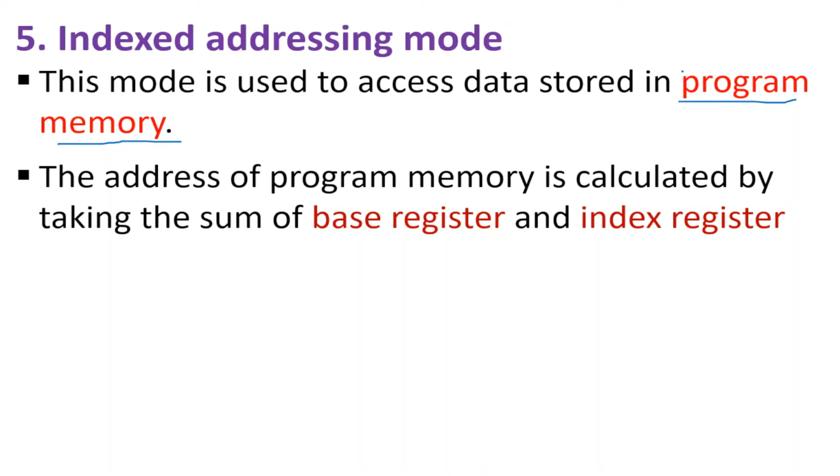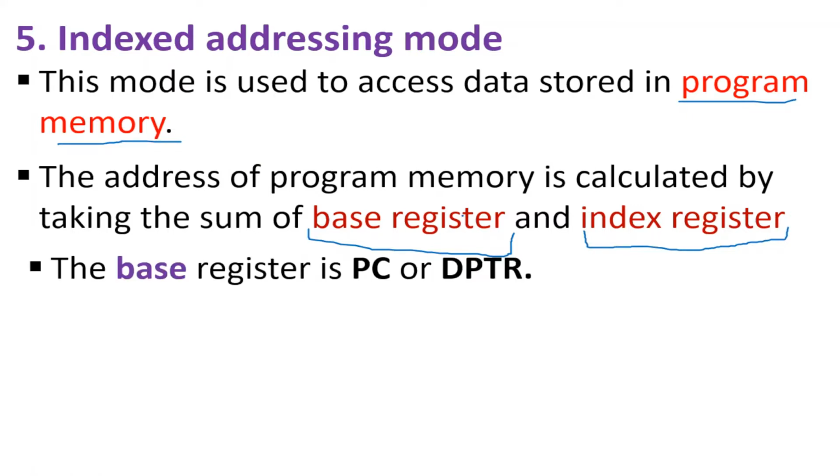Now what is the meaning of index? The address of program memory is calculated by taking the sum of two registers. The first one is a base register, which generally points to the starting address of a lookup table, and the second is an index register, which points to how far that data is located from the base address. So the addition of base address and index will give you an effective address, and the content of that memory location is moved.